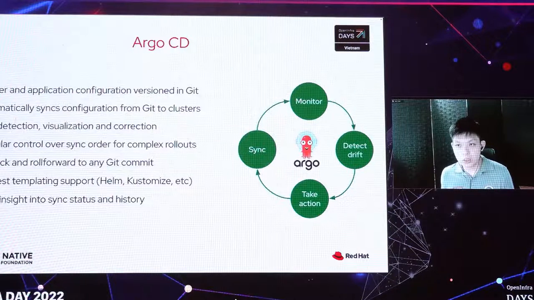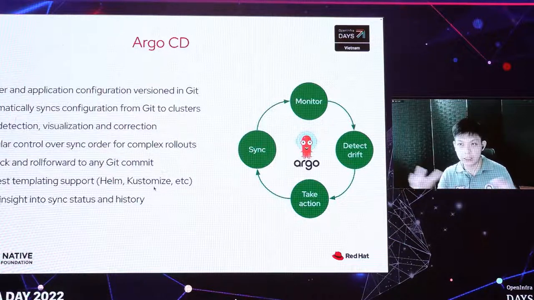So one of those things, when we talk about GitOps, you will often associate with Argo CD, right, which is very popular these days as well. We have clusters and application configuration versions in Git, right? Argo automatically syncs config from Git to the clusters. It is able to do things like drift detection, right? We can do roll back, roll forward. And of course, we have things like Kustomize, right?